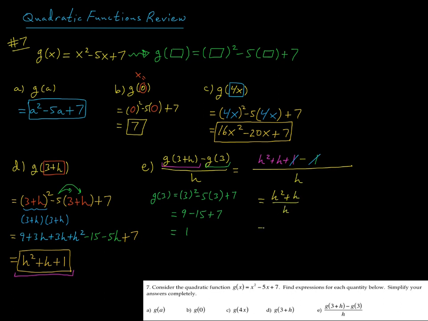And now I can simplify this by factoring the numerator. We can pull an h out. So we get h times the quantity h plus 1. That's all divided by h. And so then to finish, let's go ahead and divide out this common factor of h. And so when all is said and done, we wind up with h plus 1. All right, that is going to do it.